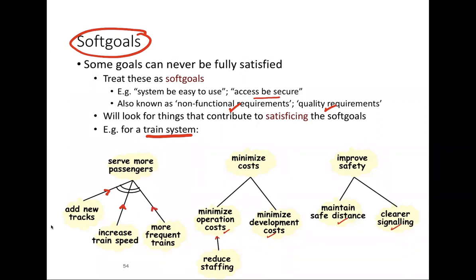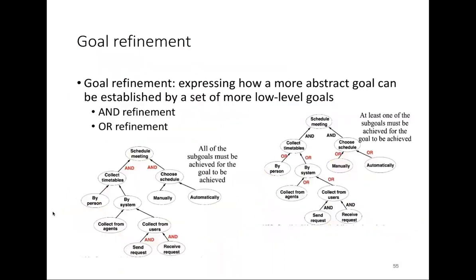So can I model soft goals? As a matter of fact, to build a complete goal model, you have to list all the soft goals as well as all the hard goals. So once you list the soft goals and the hard goals, you have to find a way for refinement. As I said before, the refinement could be either using and or using or. We call it and refinement or or refinement.